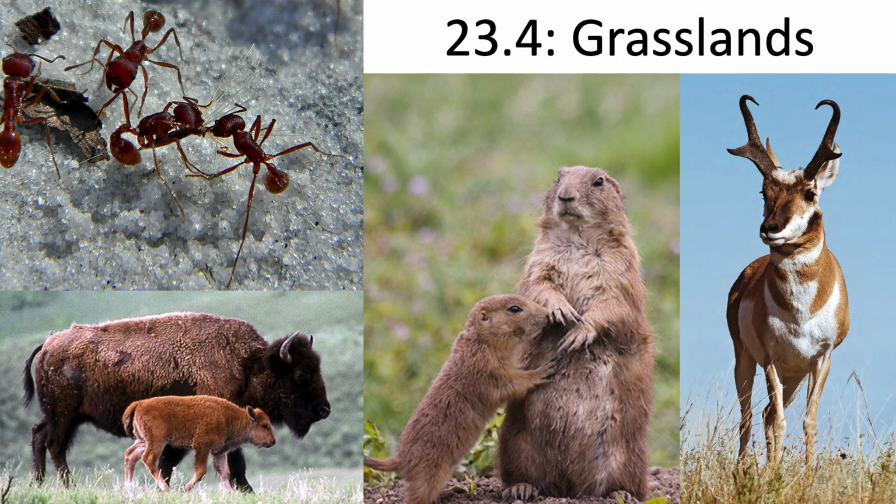Let's talk about some of the cuties that live in grasslands. Because they are dominated by grasses, they support a diversity of herbivorous species. So you have a lot of grazing ungulates. One of my favorite grazing ungulates that I was very lucky to see in person while I was moving out to California is a pronghorn antelope.